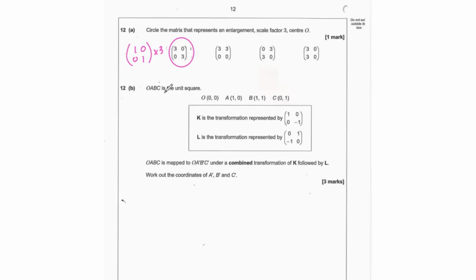Then part B says OABC is the unit square, where O is (0, 0), A is (1, 0), B is (1, 1), and C is (0, 1). K is the transformation represented by 1, 0, 0, negative 1, and L is the transformation represented by 0, 1, negative 1, 0. OABC is mapped to OA'B'C' under a combined transformation of K followed by L. Work out the coordinates of A', B', and C'. Find the combined transformation of K followed by L.